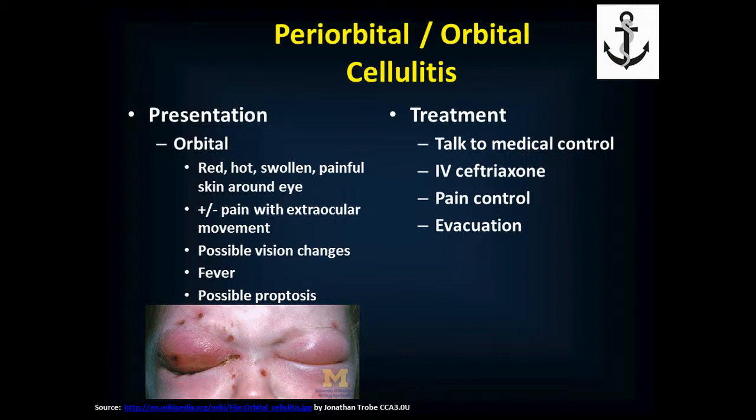So if you think that they've got orbital cellulitis or periorbital cellulitis, but you can't be sure that there's nothing else going on, talk to medical control. Give them IV or IM ceftriaxone, which is the injectable antibiotic you have available, as long as they're not allergic, pain control, and they need to be evacuated because they need further studies to figure out how extensive this is, and they may end up needing surgery if there's an abscess. They'll definitely need ongoing antibiotics.